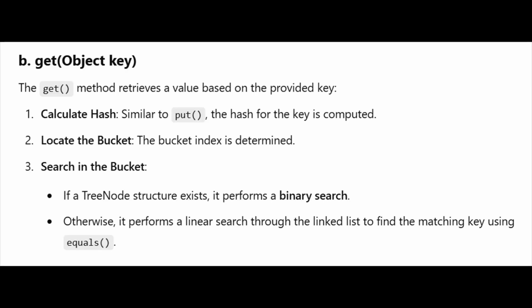B. get(Object key). The get method retrieves a value based on the provided key. Calculate hash. Similar to put, the hash for the key is computed. Locate the bucket. The bucket index is determined. Search in the bucket. If a TreeNode structure exists, it performs a binary search. Otherwise, it performs a linear search through the linked list to find the matching key using equals.